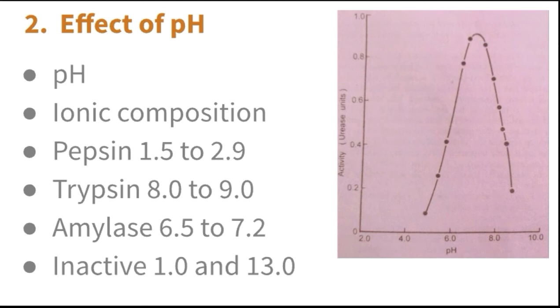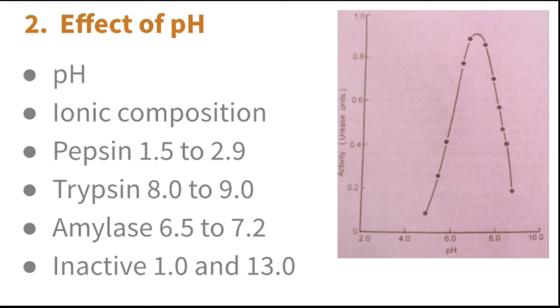Next is trypsin. Trypsin is active at pH 8 to 9. Amylase is active at pH 6.5 to 7.2. And all enzymes are inactive at pH 1 as well as above pH 13. That is the inactive nature of all enzymes.